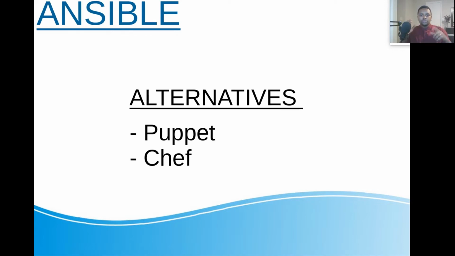But with Puppet and Chef, you can only do a pull. Meaning your nodes will only be able to pull configurations from the server, but you cannot push the configuration using Puppet or Chef. So that's the main difference.